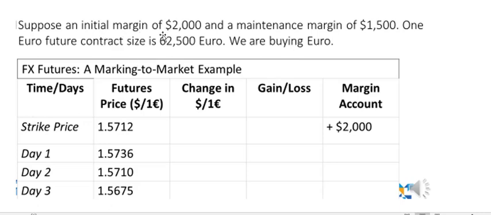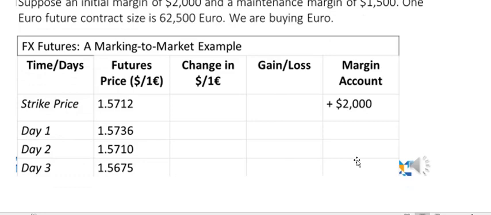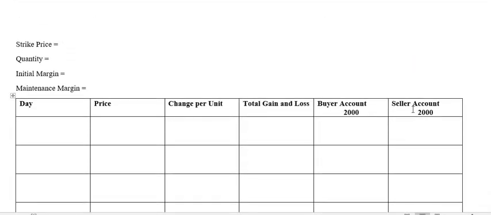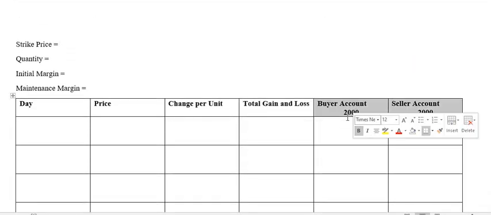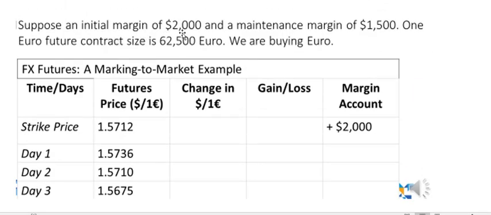Suppose we have an initial margin of $2,000 and a maintenance margin of $1,500. And we are into a €1 future contract with a size of 62,500 euros. That's the quantity, and we are the buyers of the euro. The information is given in a table form, and we will solve the numerical in a table form also. Now the margin account of only the buyer is given in the question. We will solve it for the buyer and for the sellers as well. And I have already shifted 2000 and 2000 to the buyer and sellers account because that is our initial margin.